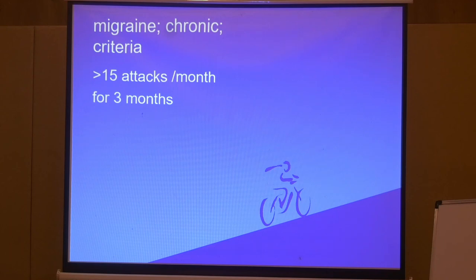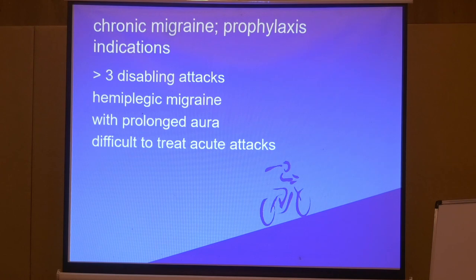Now coming down to the prophylaxis. For that you should know the definition of chronic migraine: more than 15 attacks a month for more than 3 months. And when will you start prophylaxis? Patients come in migraine. But do you want to start prophylaxis in all of them? Probably not. If the patient has 2 or 3 disabling attacks, the attacks are so bad that the patient's lifestyle is disturbed, he cannot go to his job, and he is a high profile man, he will need prophylaxis.